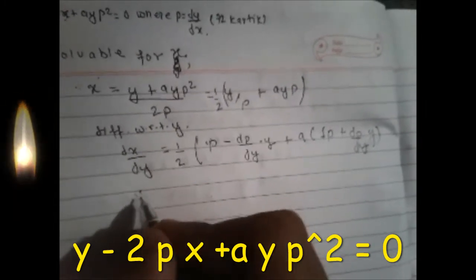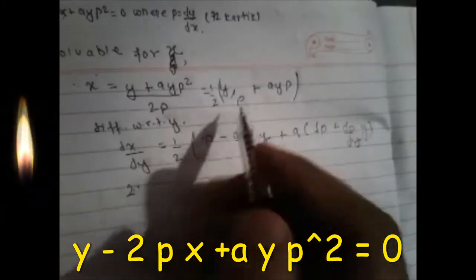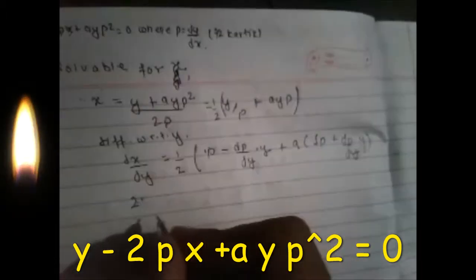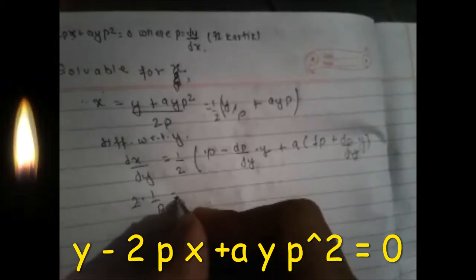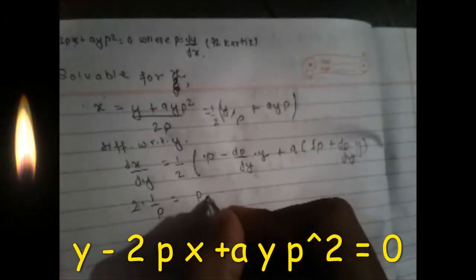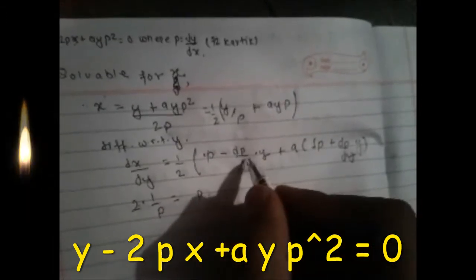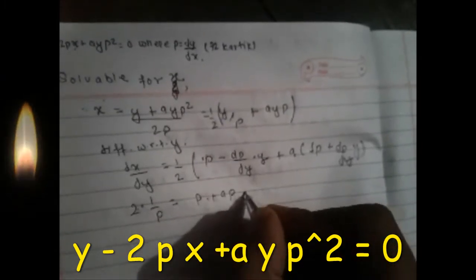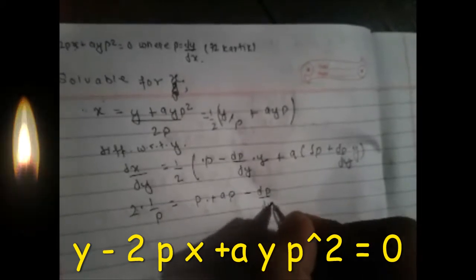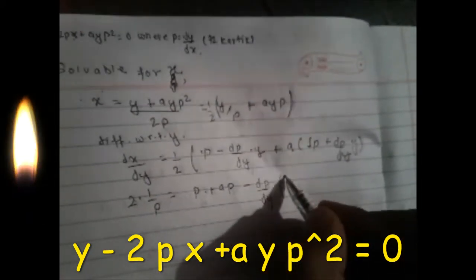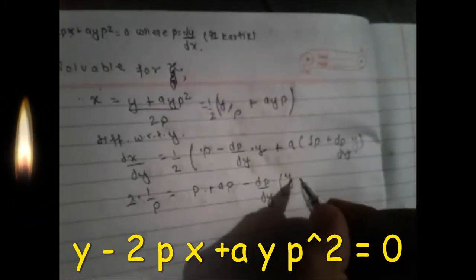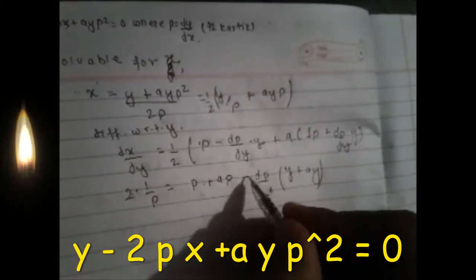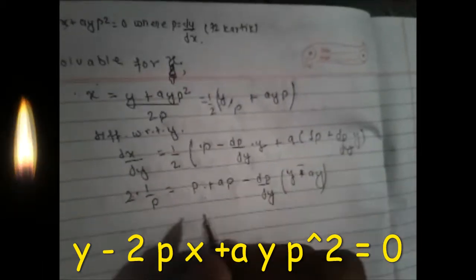Then 2 comes here, and dx by dy, what is written here? dy by dx is equal to p, so dx by dy is 1 upon p is equal to p. Separate dp by dy term and other term, p plus ap minus dp by dy y plus ay, a into y, ay, minus into minus, we get plus.